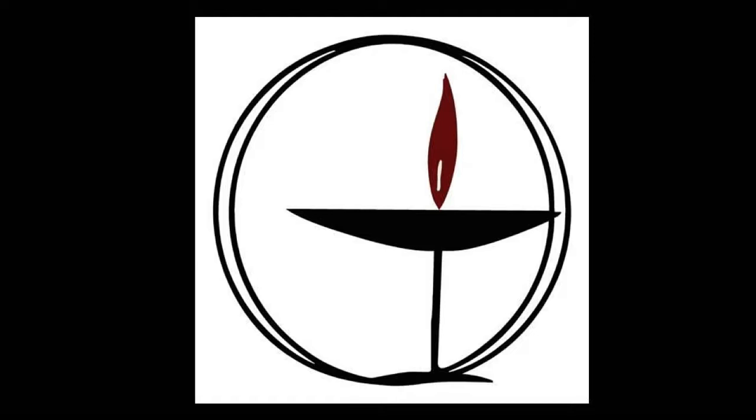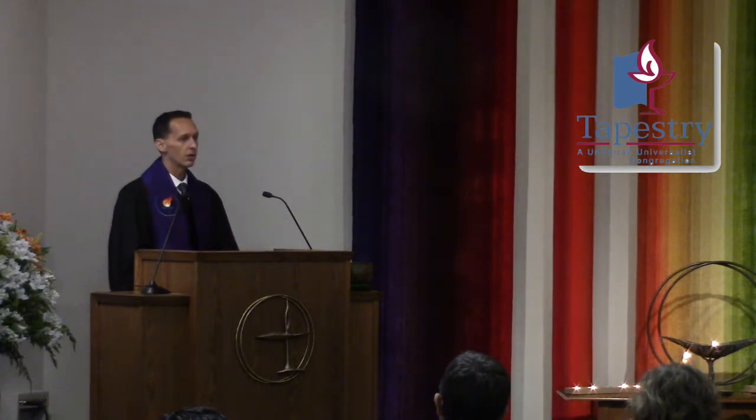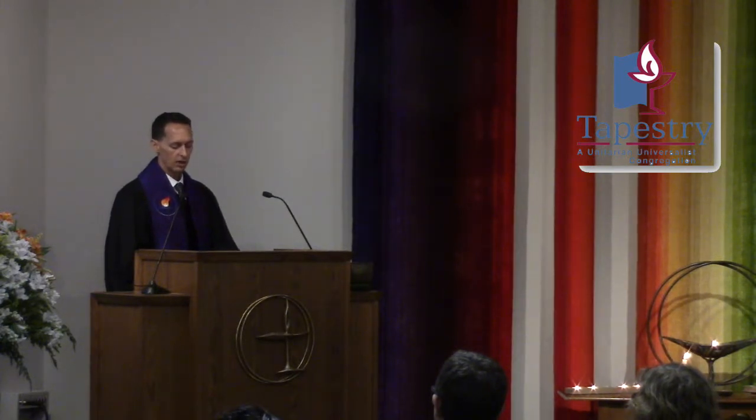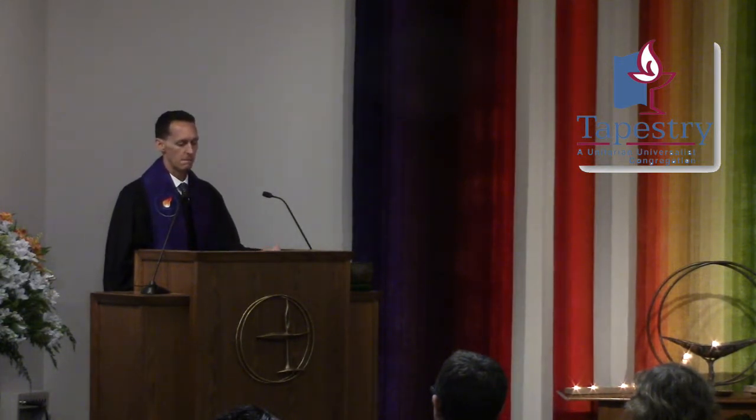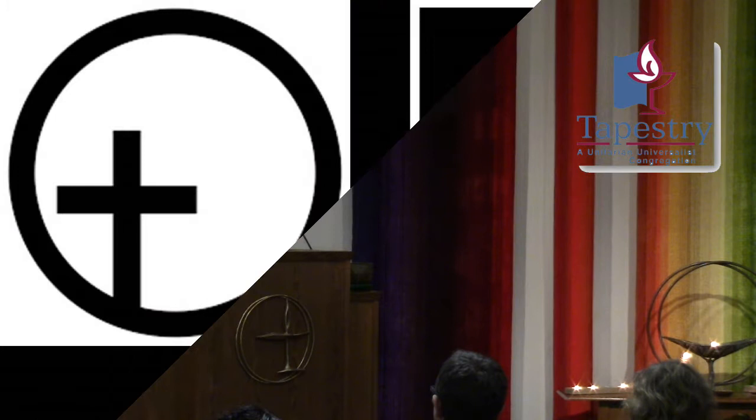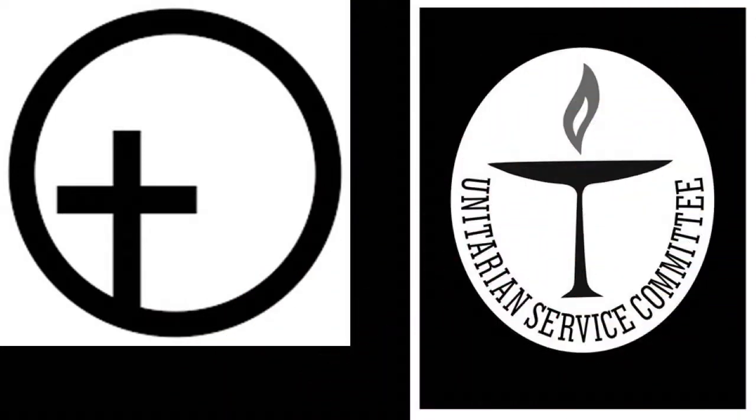The version of the flaming chalice symbol that most of us are familiar with, the circle that our bronze chalice is based on, was created in 1961. That's the year that the American Unitarian Association and the Universalist Church of America merged into the Unitarian Universalist Association. As a part of that merger, these two liberal faith traditions brought together their two symbols into one.